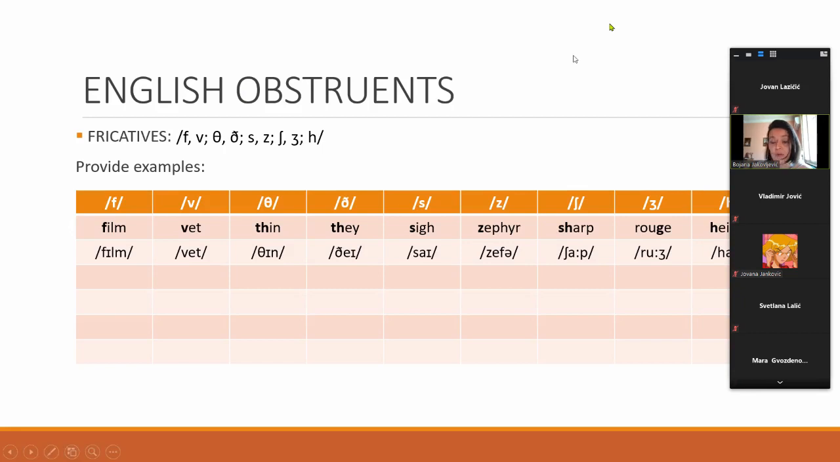And we have h. Okay, would you say there is a difference between h in English and Serbian? Verice, what would you say? Izvinite, možda da ponovite pitanje? Would you say that there is a difference between h in English and Serbian? It sounds very similar, so I can't distinguish a difference.